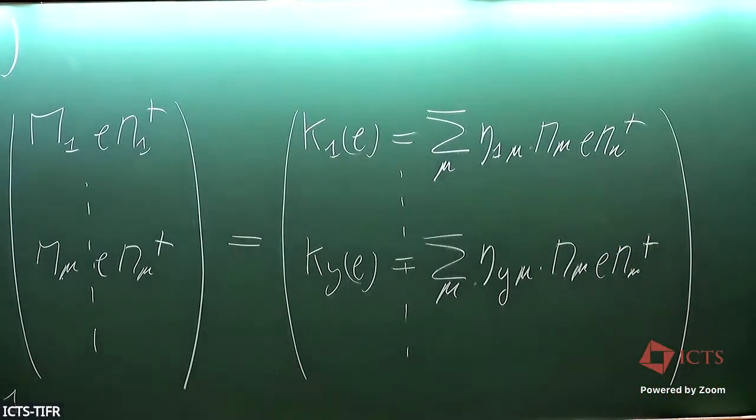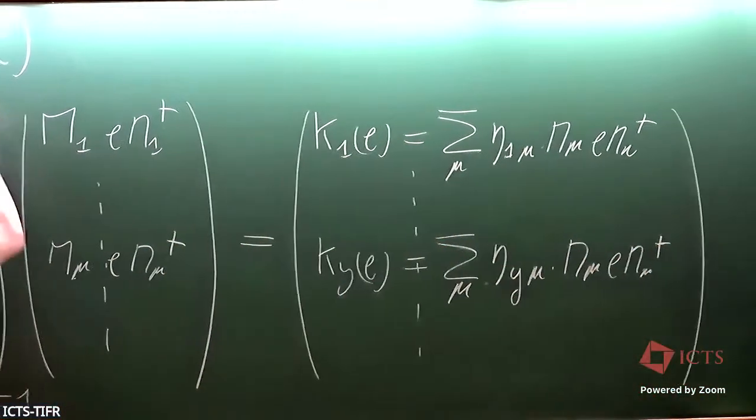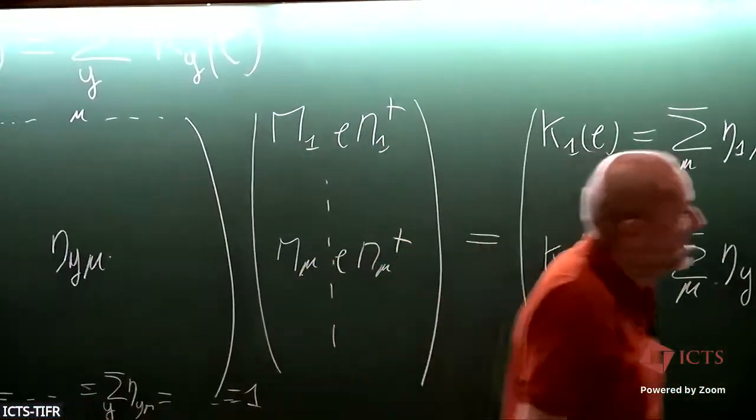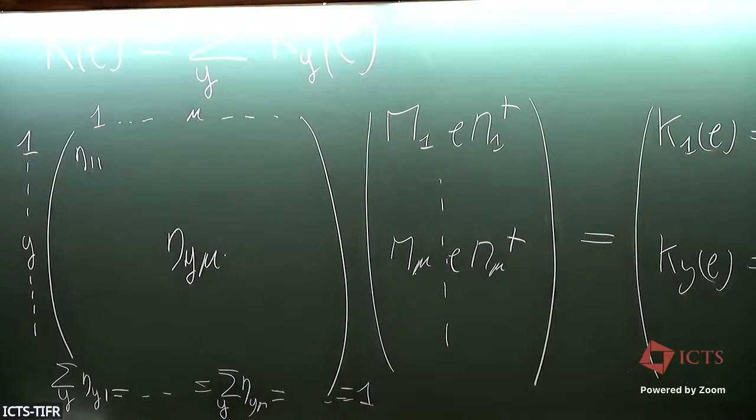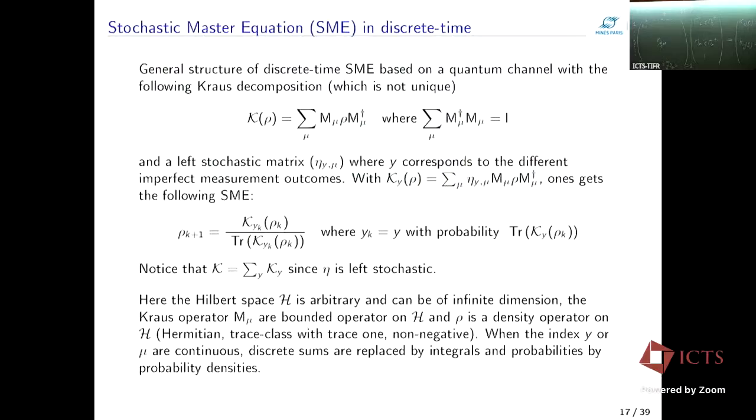And then what you have is a Markov chain. According to this probability law, you detect y_k, you choose the partial CP map K indexed by y_k, you divide by the trace, and the trace is the probability to detect y_k knowing rho_k. Everything is here. And one important point is that the probability to detect y is a linear function of rho.